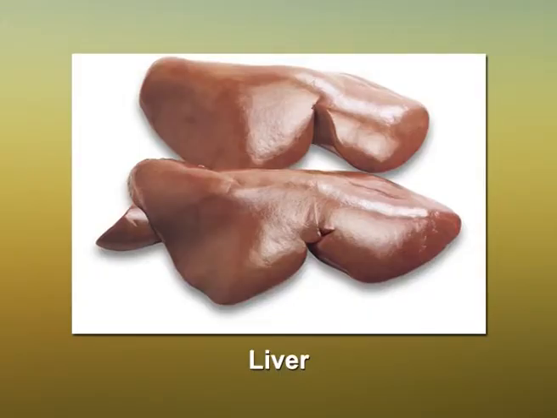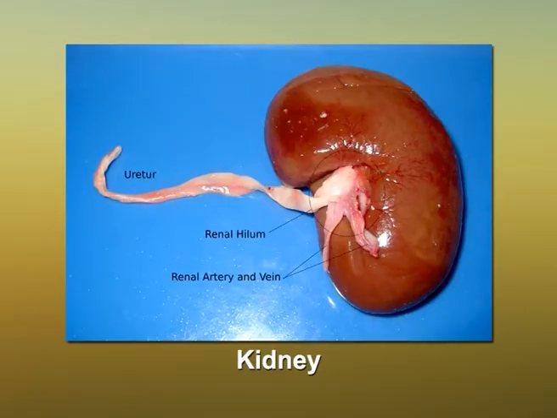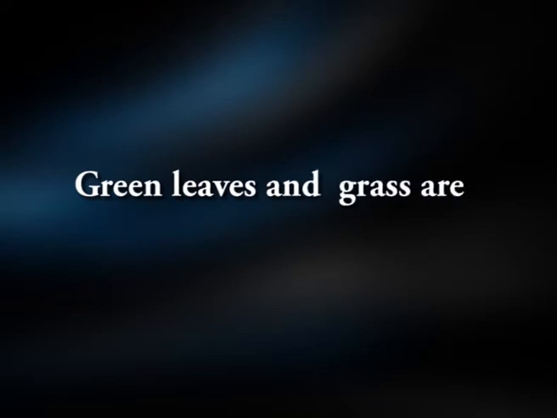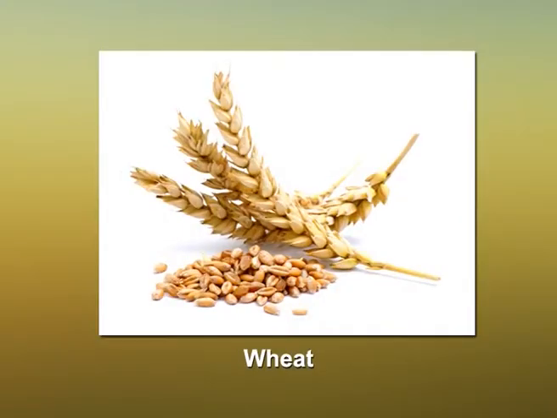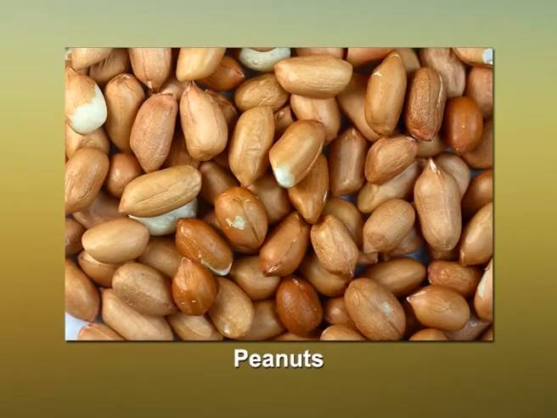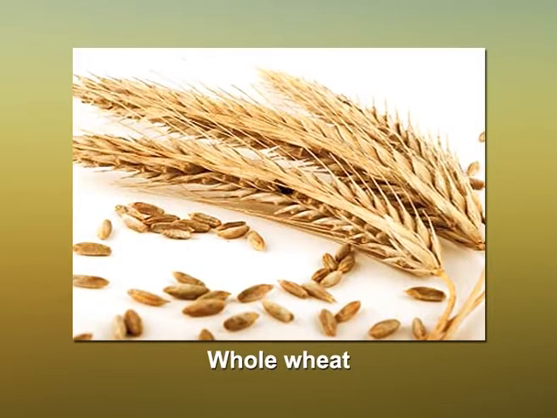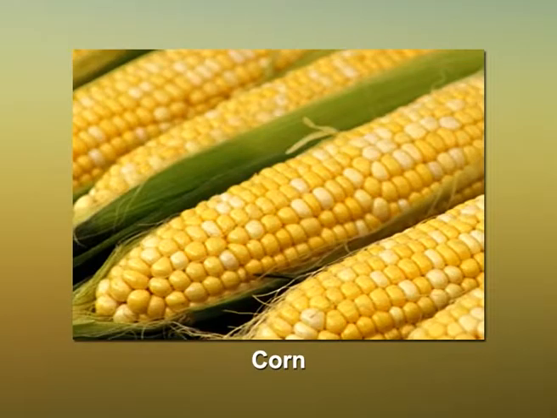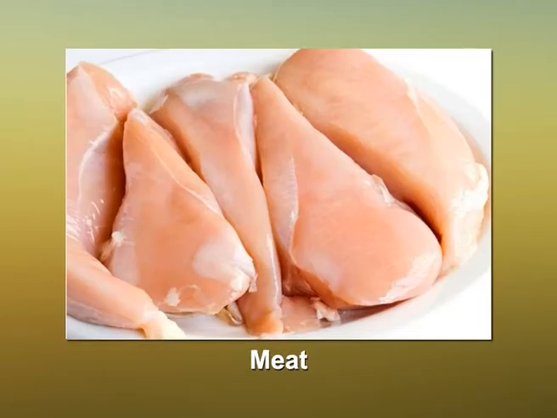In liver, kidney, yeast, and mushroom, it is found in abundance. Green leaves and grass are also rich sources of folic acid. It is present in good amounts in wheat, gram, dried lima beans, peanuts, and whole wheat. In small amounts, it is found in tomatoes, bananas, rice, corn, sweet potatoes, and meat.